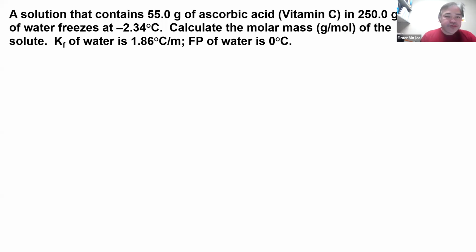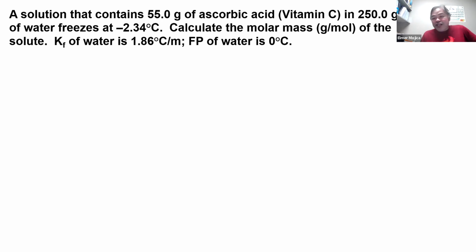So let's solve a problem like this. A solution that contains 55 grams of ascorbic acid, vitamin C, in 250 grams of water freezes at negative 2.34 degrees Celsius. So calculate the molar mass in grams per mole of the solute. So Kf of water is 1.86 degrees Celsius per molar, and the freezing point of water is 0 degrees Celsius.